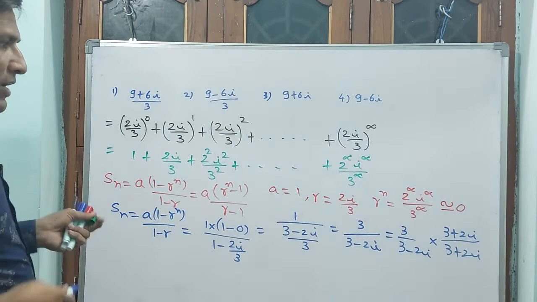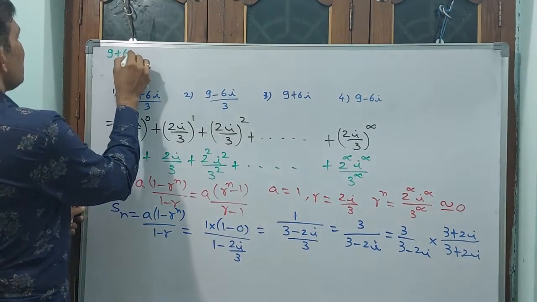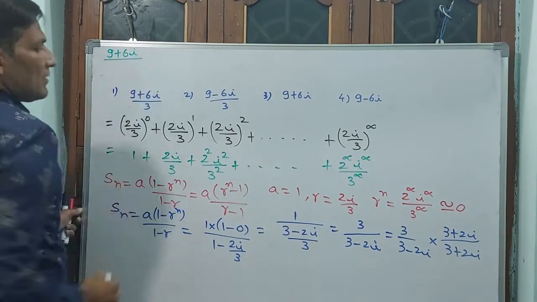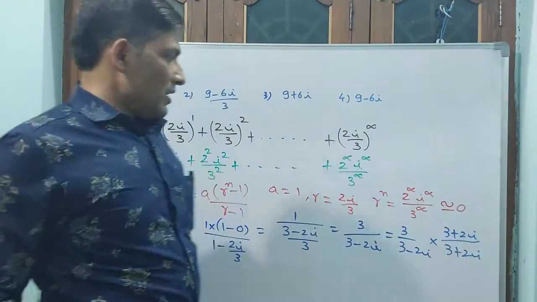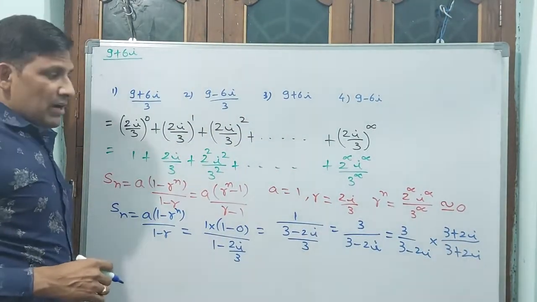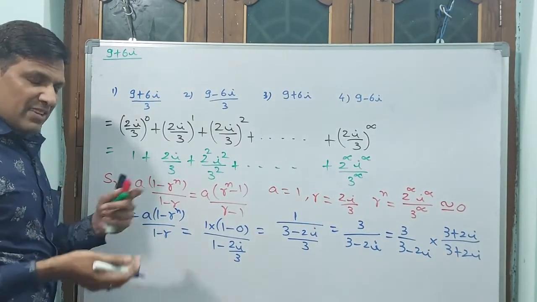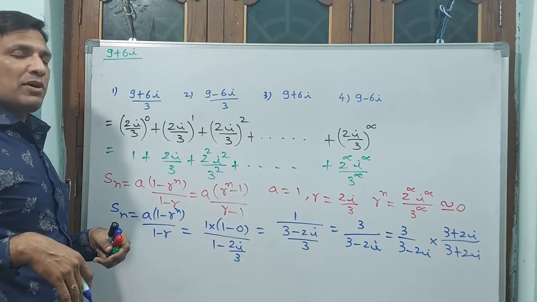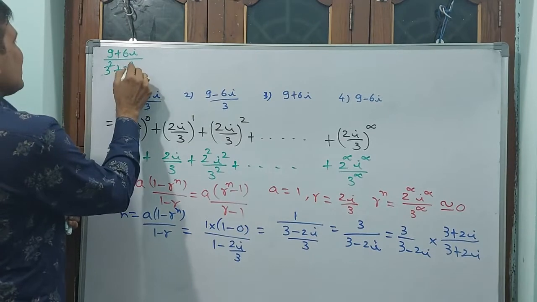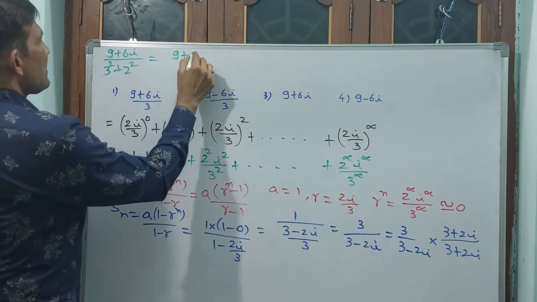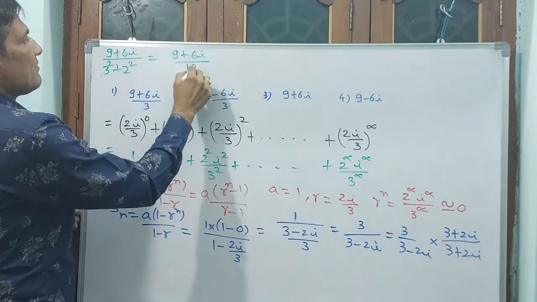Okay, see, 3 into 3, 9, plus 6i. 3 into 3, 9, 3 into 2i, 6i. You see here, what will come in the denominator? A plus b into a minus b, a square minus b square. But you see here, i is there, so minus will not come. Automatically i square is going to make it positive: 3 square plus 2 square. That is equal to 9 plus 6i divided by 9 plus 4, 13.